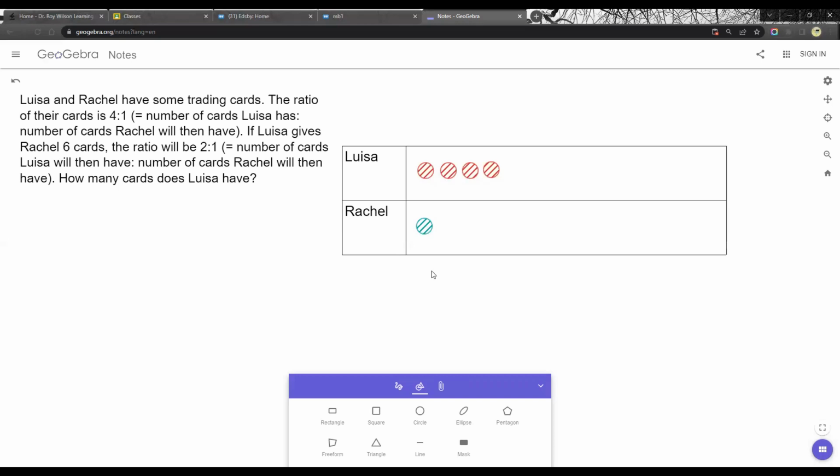So now we have to set it up. If Luisa gives Rachel 6 cards, the ratio will be 2 to 1. And let's test it here. If Luisa gives one of her circles to Rachel, Rachel only has 2/3 as many cards as Luisa, not 1/2 as much as the ratio suggests, with Luisa having 2 times as many as Rachel. Since we can't do this, we can try finding an equivalent ratio. Instead of 4 to 1, we can make it 8 to 2 and give some to Rachel.